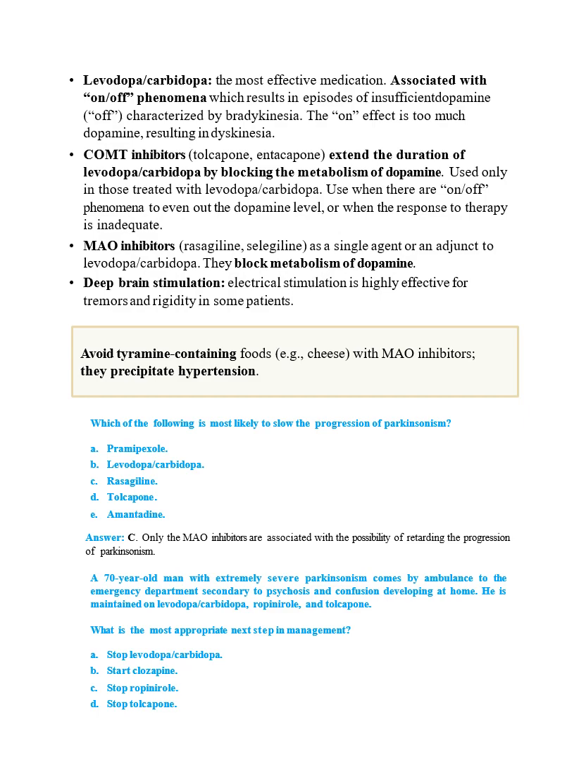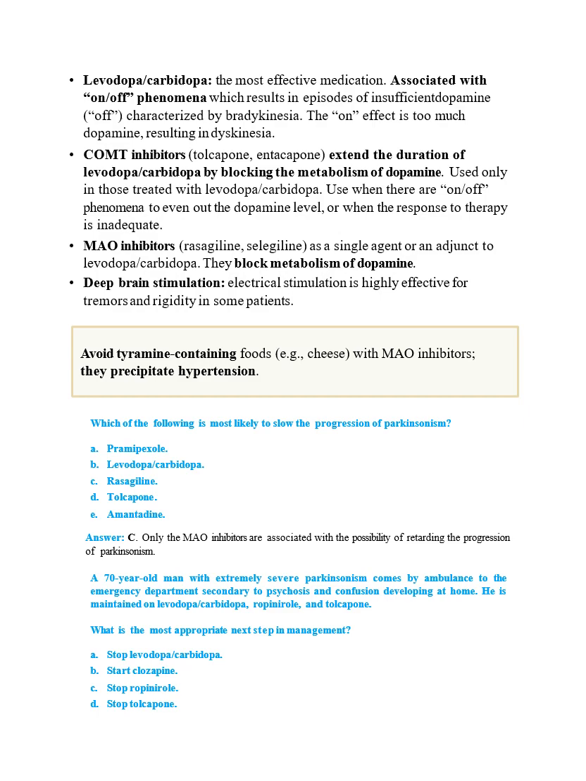Also, we can use MAO inhibitors like rasagiline and selegiline as a single agent, or adjustments to levodopa-carbidopa. They block the metabolism of dopamine. And also we can use deep brain stimulator, which means that electrical stimulation is highly effective for tremors and rigidity in some patients.